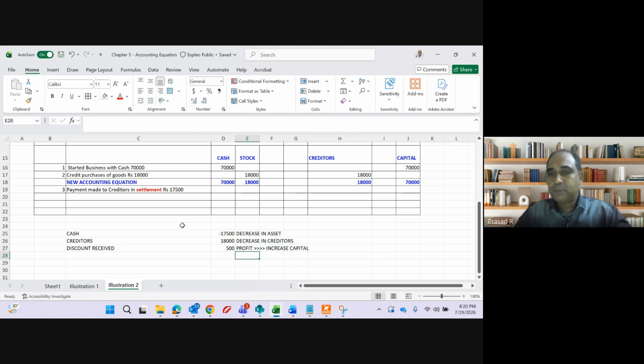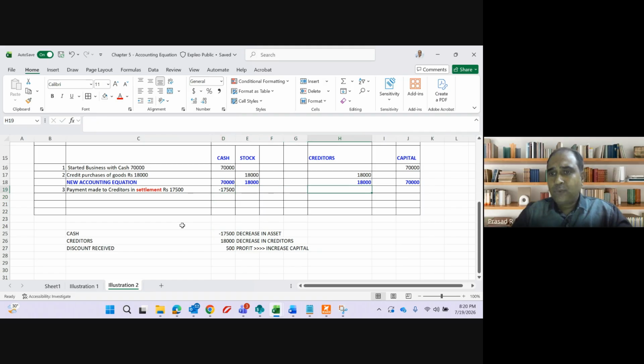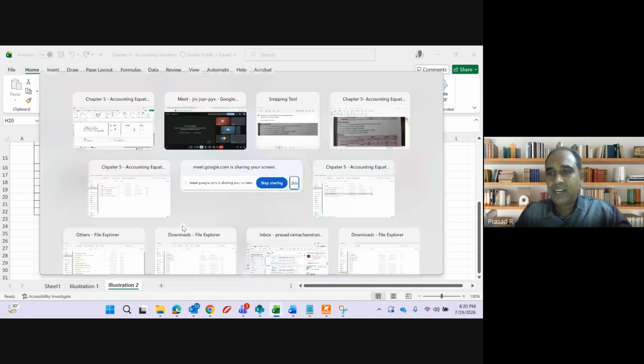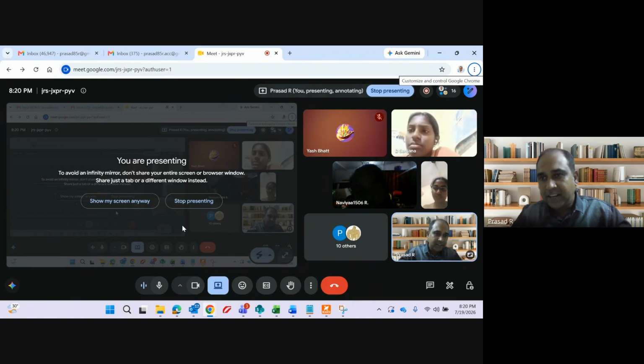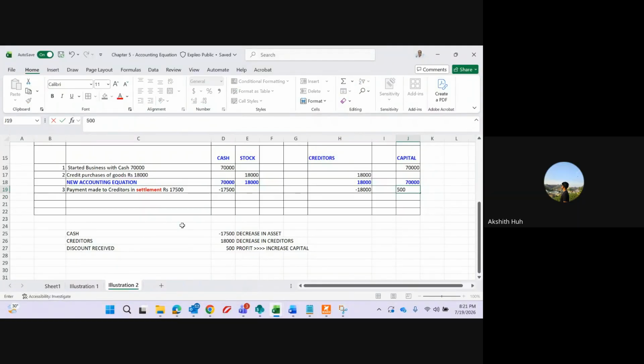Now let us plot it. Okay. How much cash is getting reduced? 17,500. Fantastic, guys. Can this creditor ask me again? Am I settling the entire amount or a partial amount? Entire amount. I am telling you, boss, I will pay only 17,500. Don't ask me ever again. Entire 18,000 is settled. Now 500 rupees is my profit. What will happen to my capital? Will my capital increase or decrease? Increases. Fantastic, guys. All of you are answering.